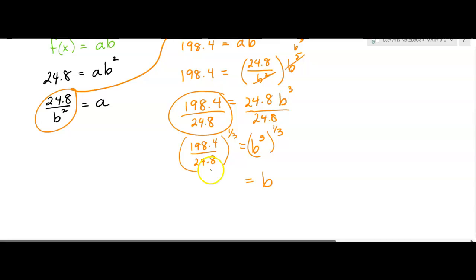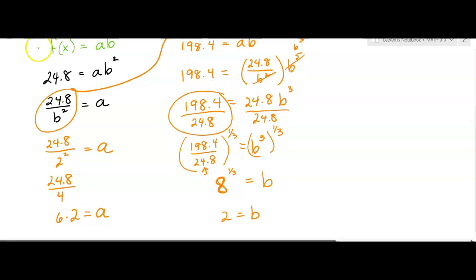Anyway, this turns out to be a nice little number. I'm sorry, it turns out to be 8. So we want 8 to the 1/3, which is 2. Okay, so now we know what b is. Now we can go back and plug that b in. So it's going to be 24.8 over 2 squared, that's going to equal a. So it's 24.8 divided by 4, which is 6.2 for a.